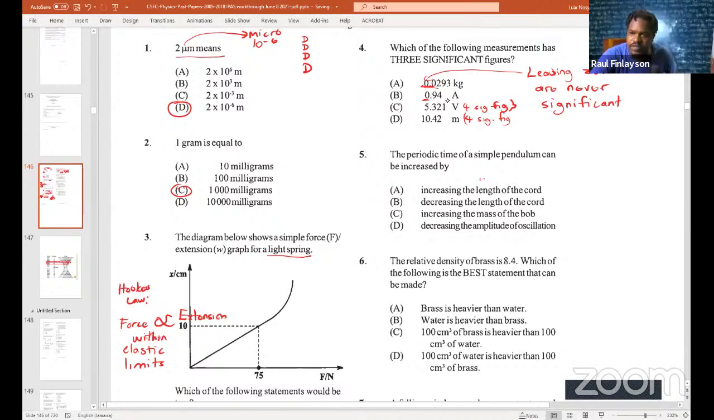B, because this is leading, so it's not significant. So this will be out. So this will only have 2. And the question says 3. So A would be the answer. So well done, Amari.